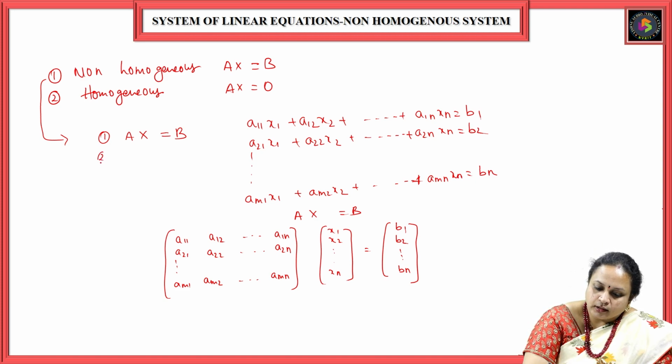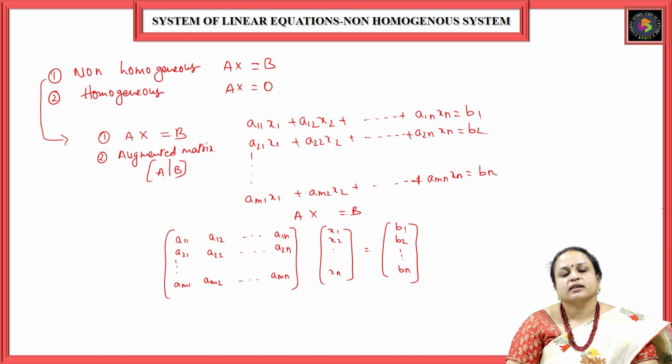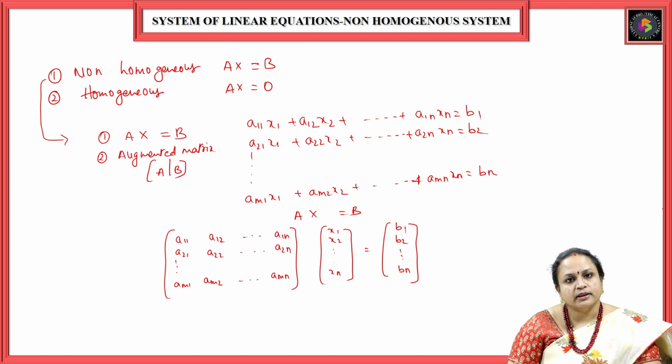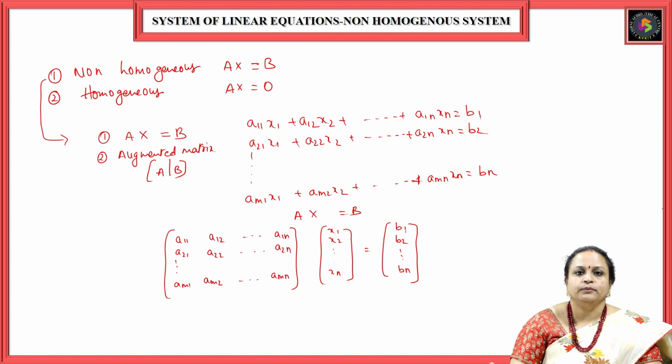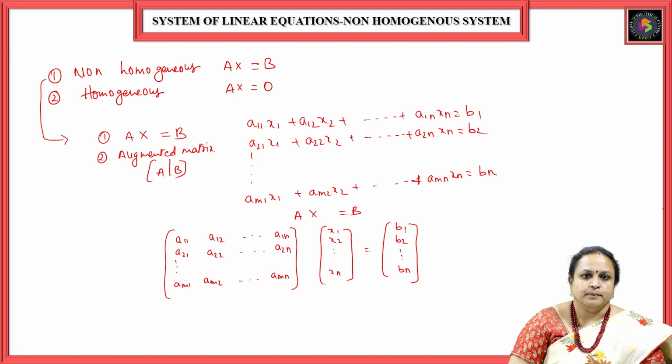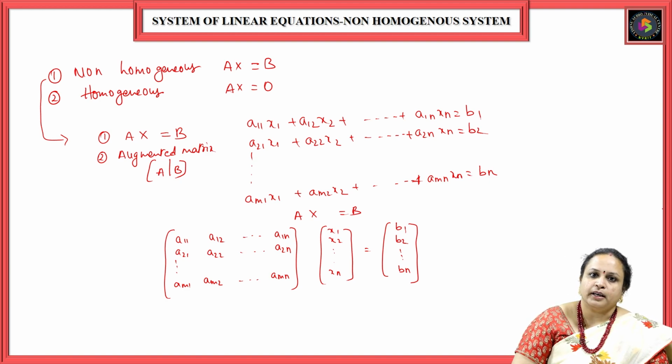Then we write the augmented matrix. Step 2 is we write the augmented matrix. The augmented matrix is the matrix A along with the matrix B. That means we write the matrix A totally, and in the last column we write the matrix B. That is called the augmented matrix.